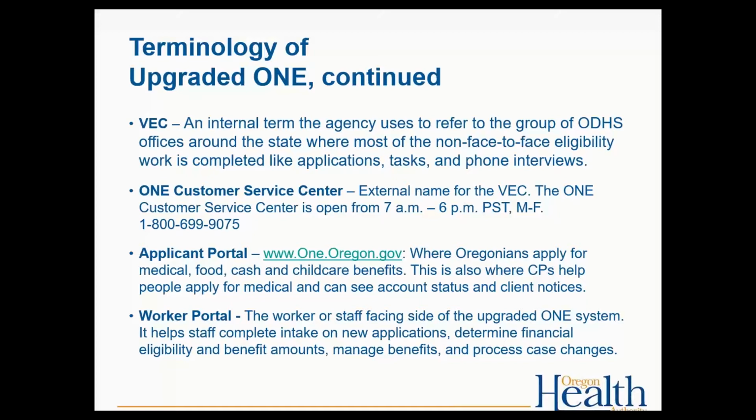I mentioned applicant portal and worker portal. Just like in MAGI 1, we have these two different sides of the system. Applicant portal is where Oregonians apply and community partners also have their admin access. And then there's also worker portal, which is a more in-depth access into the system that eligibility workers use in order to fully process eligibility.